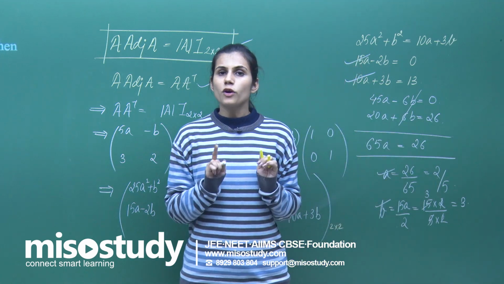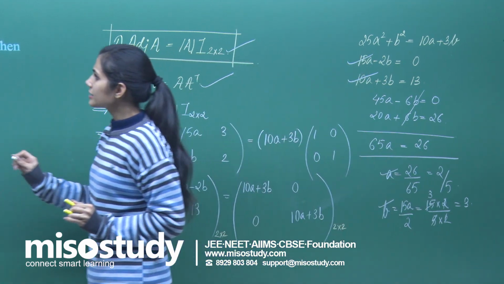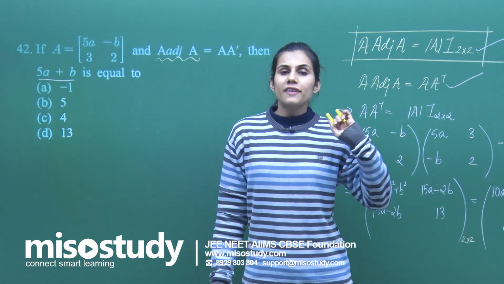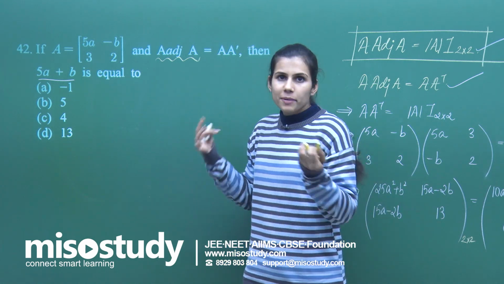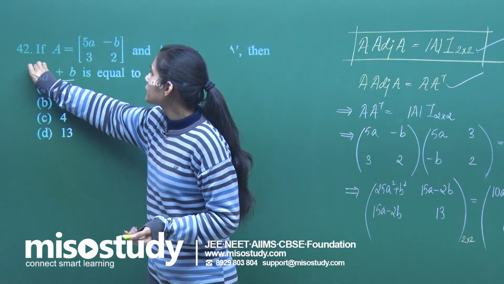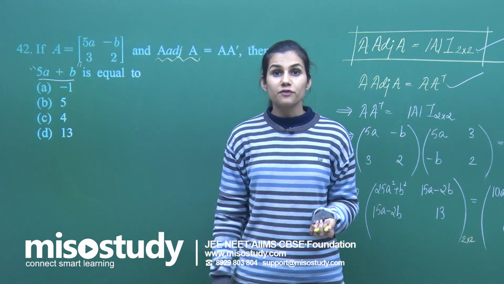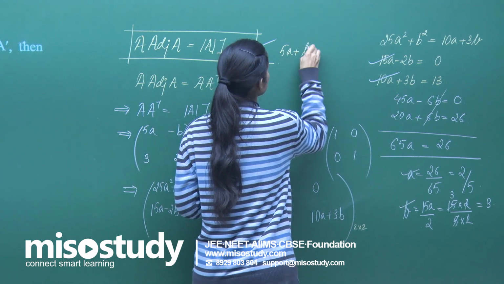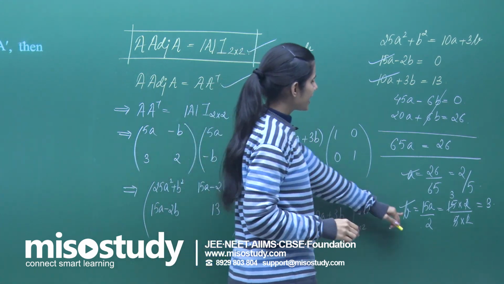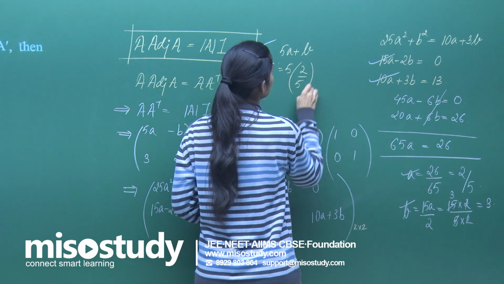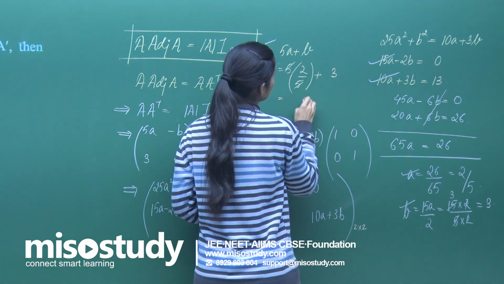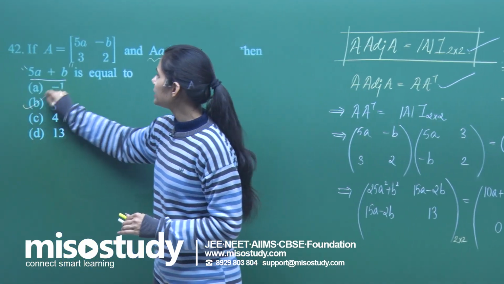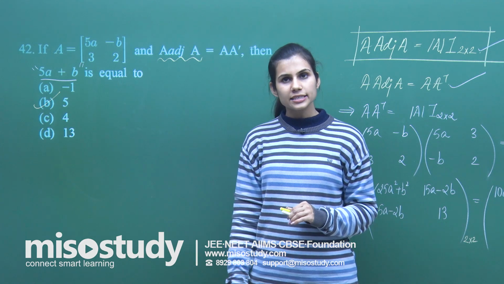Please watch out for what the question is asking you. The question is asking you to compute 5a plus b. It is not solely asking you the value of a or b, or a plus b or a minus b. There is an expression it is giving you and it is asking you the value of that, 5a plus b. What will be 5a plus b? 5a plus b will be equal to 5 into a, which is 2 by 5, plus b, which is 3. So you get 5 as the answer. Your answer is 5a plus b is equal to 5. Is it clear?